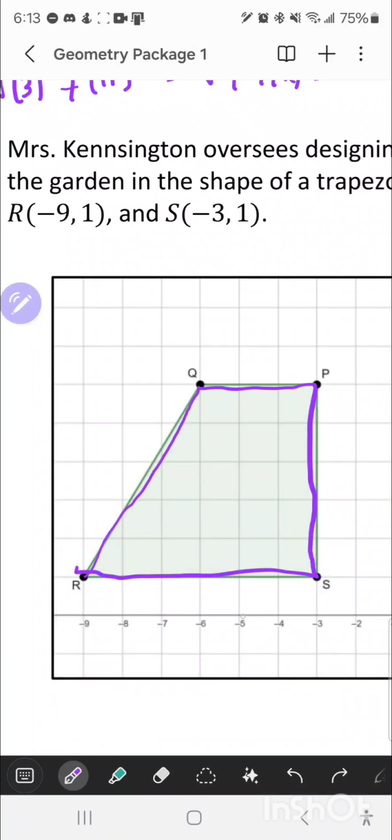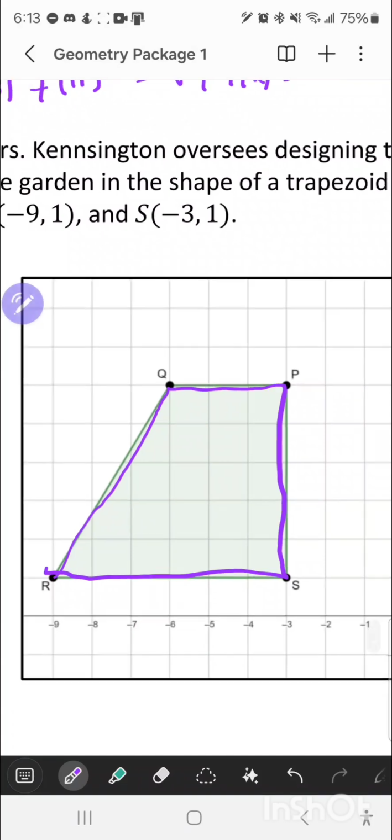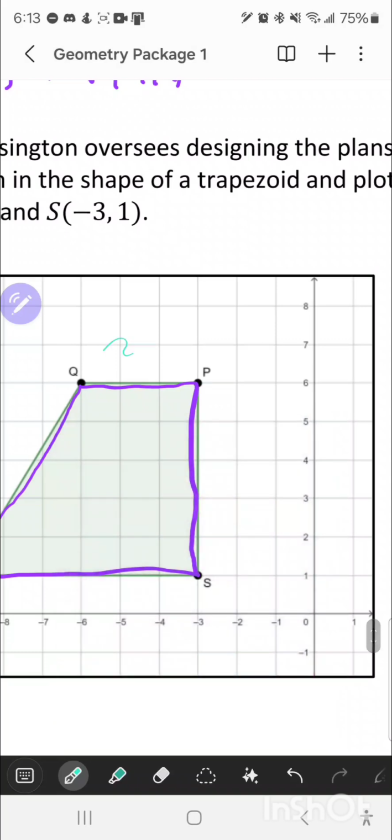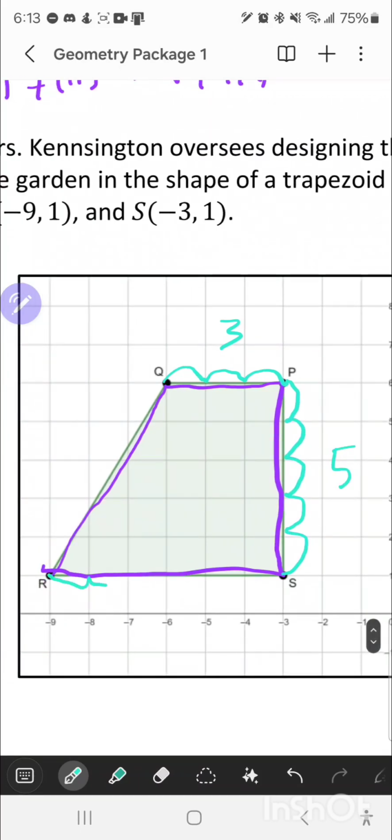Always make sure each square is 1, and here each square is 1, so I'm only going to count them. This is 1, 2, 3, so this is 3. This is 1, 2, 3, 4, 5, so this is 5. This is 1, 2, 3, 4, 5, 6, so this is 6. Now this one is a diagonal, so I need to calculate it. I have 1, 2, 3, 4, 5, so 5, and 1, 2, 3, so 3.